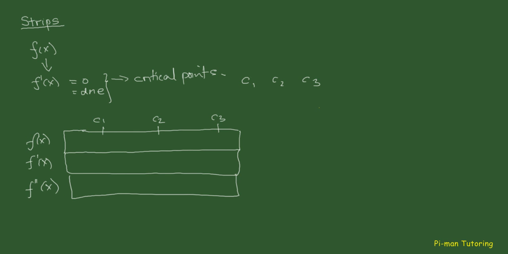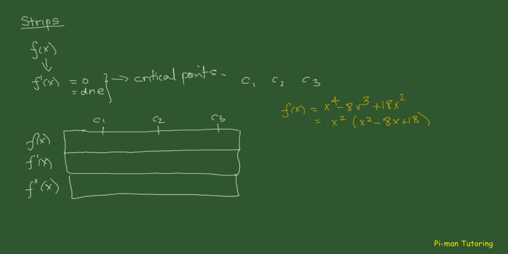Let's look at a quick example to make this a little easier to understand. Let's suppose we have f of x is x to the 4 minus 8x cubed plus 18x squared. Now clearly that can be factored. We can pull out an x squared from that. So let's do that. X squared, x squared minus 8x plus 18.